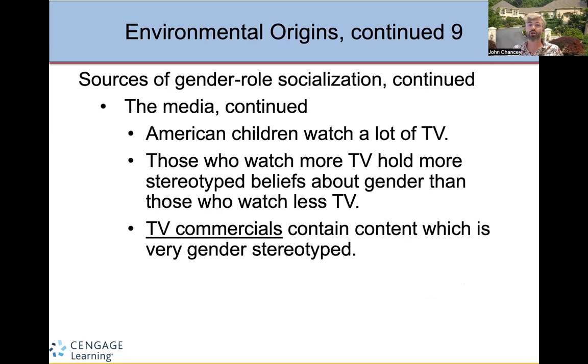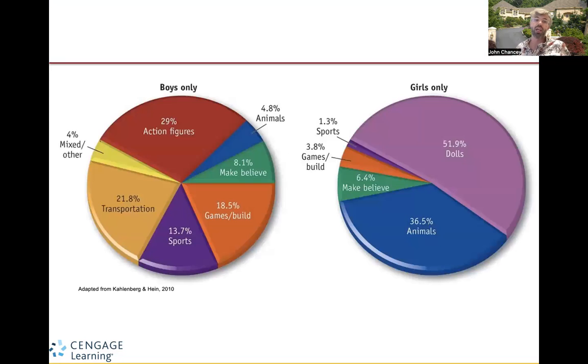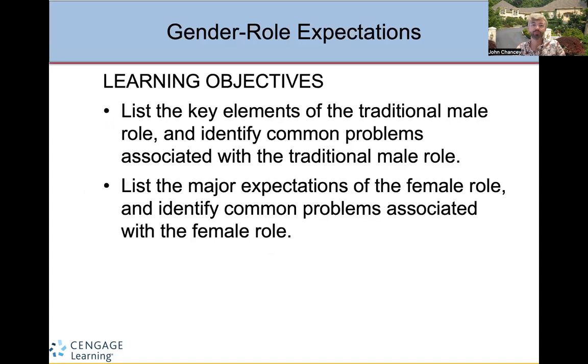TV commercials, as I mentioned earlier, also put a lot of content out that's pretty stereotypical in terms of gender lines, so reinforcing some of those beliefs. If you look at the types of commercials for boys only, it's more likely to revolve around transportation, action figures, sports, things like that. For girls, a big chunk of it's going to be dolls and then animals. I mean, almost 90% of what we're talking about is related to dolls and animals.